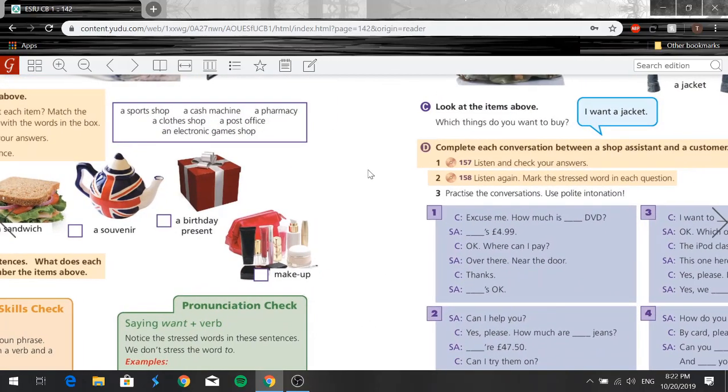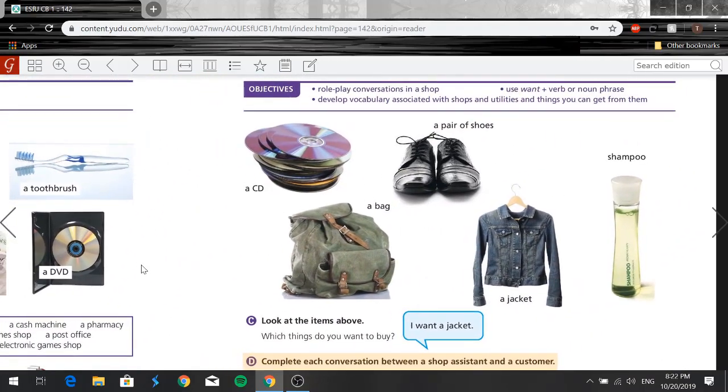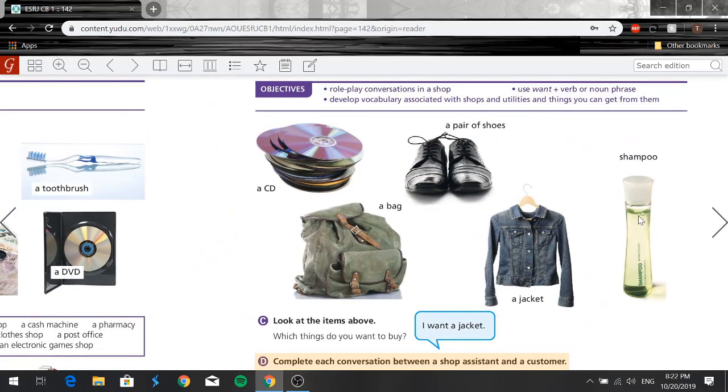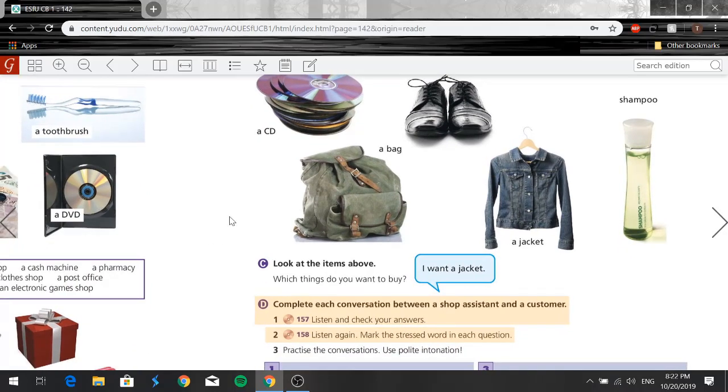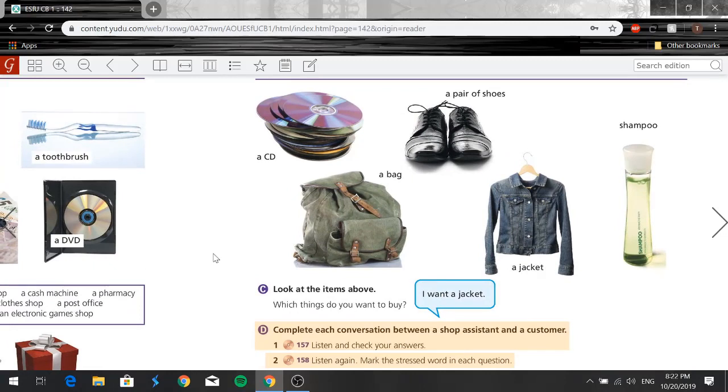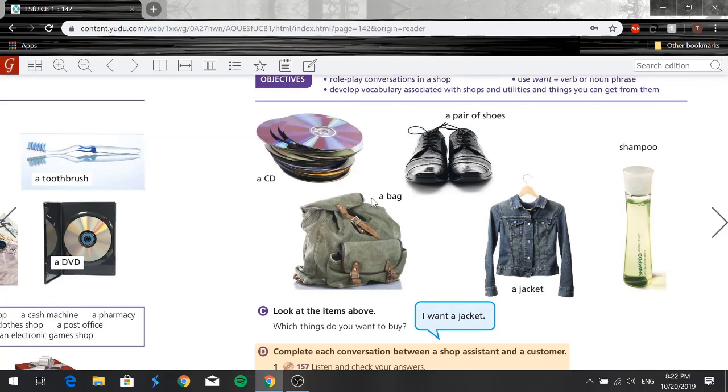Right, what else do we have? So here we have a CD, a bag, a jacket, shampoo, and a bag. Look at the items above. Which things do you want to buy? Well, this will again be entirely up to you, but try to make some sentences about what you want to buy. So for example, I could say, I'm gonna go buy a new pair of shoes, right? I'm gonna go get a new bag. I'll buy a new jacket soon, right? I need to buy shampoo. It really just depends.